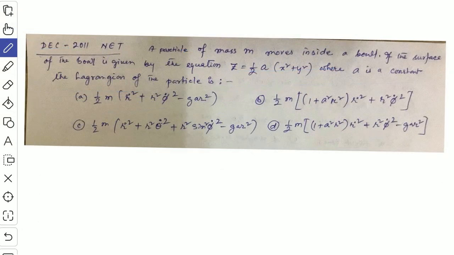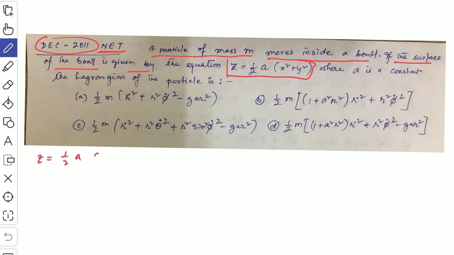This question was asked in December 2011 CSIR NET. Here a particle of mass m moves inside a bowl, and the surface is given by the equation z is equal to half a into x square plus y square. Here a is a constant, and we need to find the Lagrangian of this particle. So what will be the correct answer here?